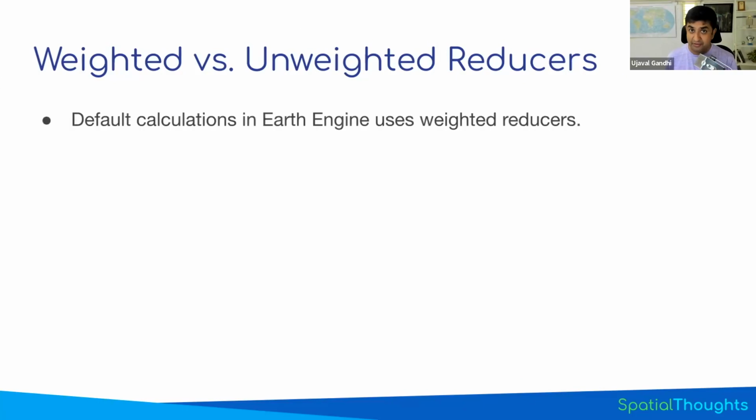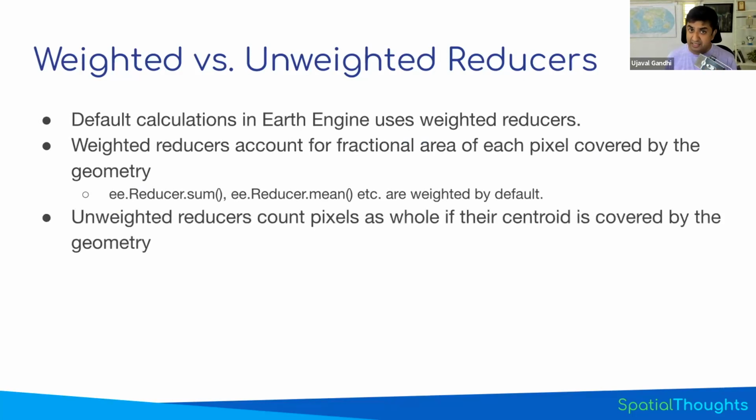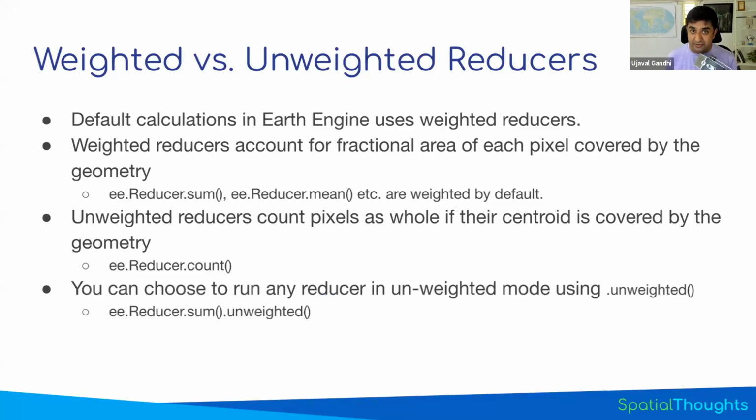So, quick recap: most computations in Earth Engine use weighted reducers as default. When you run a computation using a reducer such as reducer sum or mean, they are using the weighted mode for calculations. There are some reducers which are unweighted, such as reducer count, which will account for the full pixel if the centroid of the pixel is within the region. If you want to run the computation using other reducers in an unweighted mode, you can call .unweighted on those reducers, and they will be run in an unweighted mode.